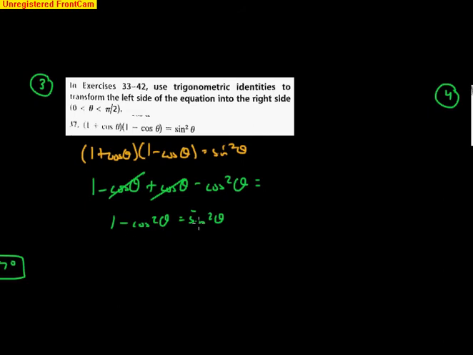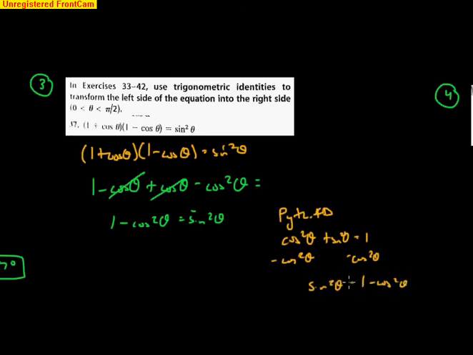So now, how do we make this become the right side? How do we make 1 minus cosine squared theta equal sine squared theta? Well, remember your identities. You have these things called Pythagorean identities. Cosine squared plus sine squared equals 1. So if I were to subtract cosine squared from both sides, sine squared equals 1 minus cosine squared. And what I've done is I've transformed this Pythagorean identity into 1 minus cosine squared equals sine squared. So we just do a substitution.